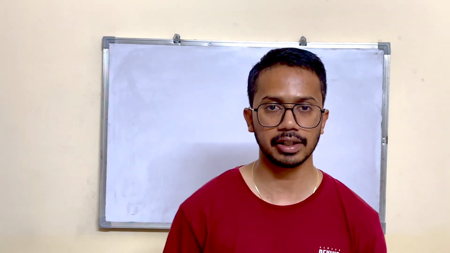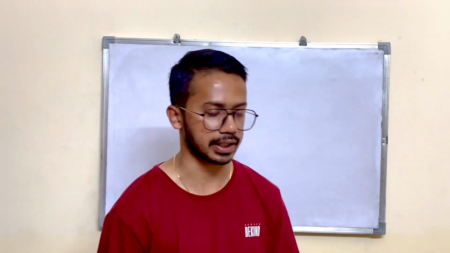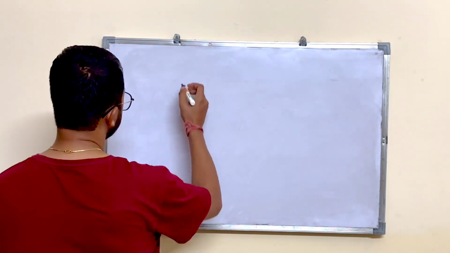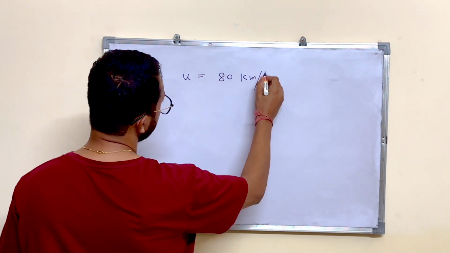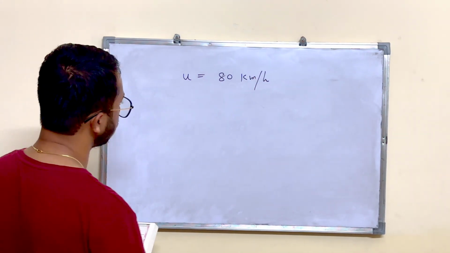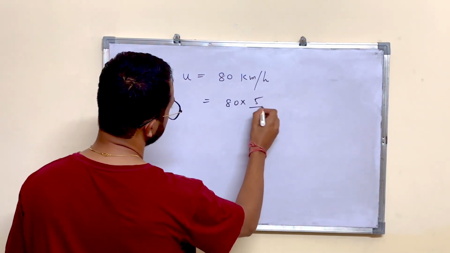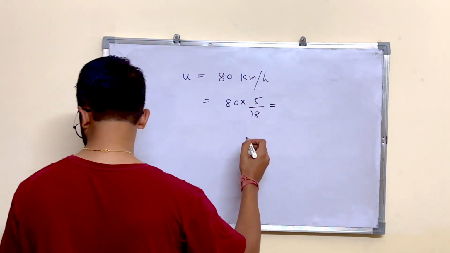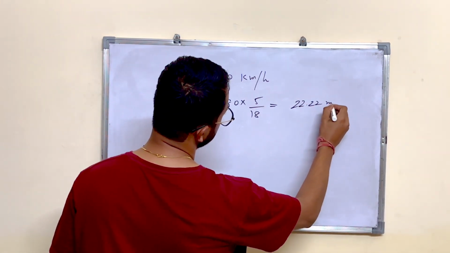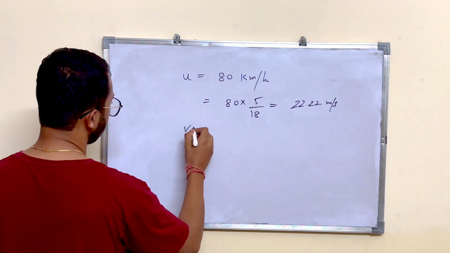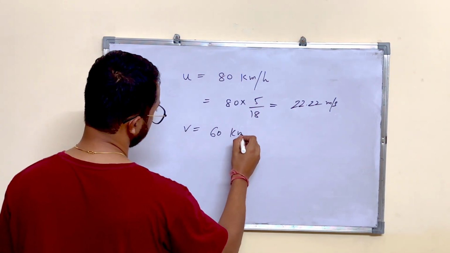Now as we know, acceleration is rate of change of velocity. So its formula will be v minus u upon t. So here u is 80 km per hour. Now, as we know that the SI unit is meter per second. So this will be converted to meter per second by the factor of 5 by 18. So 80 multiplied by 5 by 18, and the answer comes out to be 22.22 meter per second.